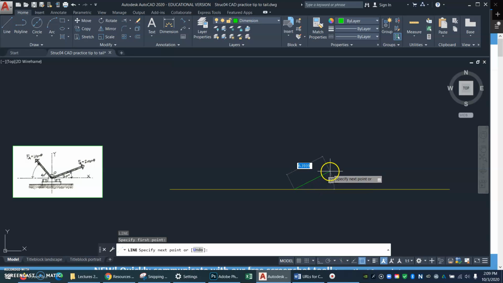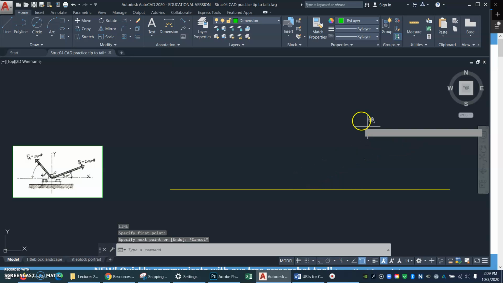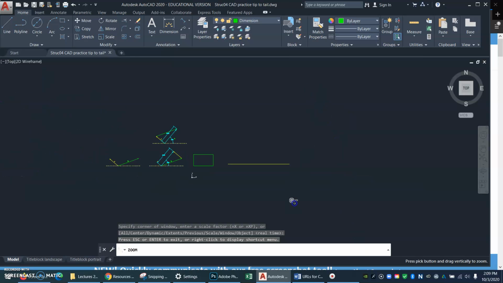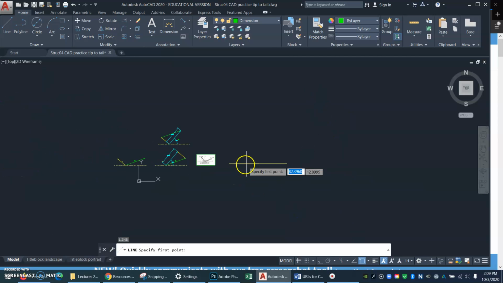And I want a line that's 200 things long at an angle of 20 degrees. Oh, look how far out in space that's going to be. That's a big one. So maybe I want to zoom way out. Now I'll make my line.